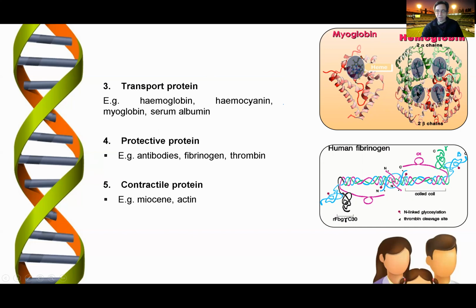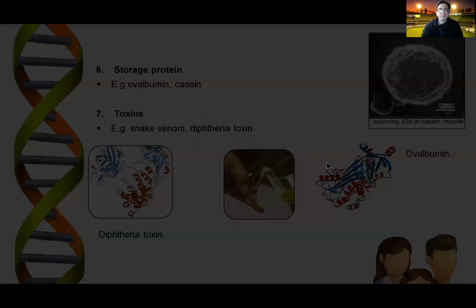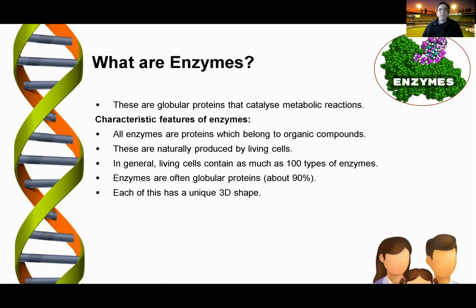So you can get a good idea of what the protein shapes are. And it's important to bear in mind those protein shapes are what give the proteins their particular functions. So we've got storage proteins and toxins next. Before we move on to enzymes, the key to understanding metabolic reactions.